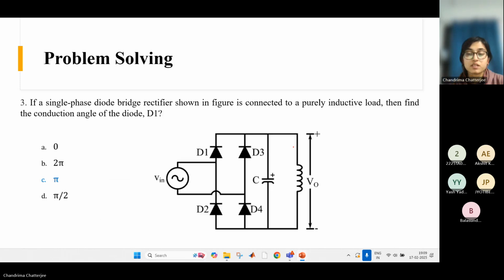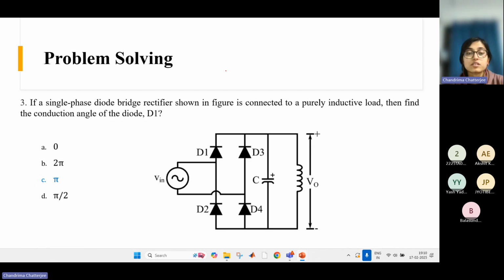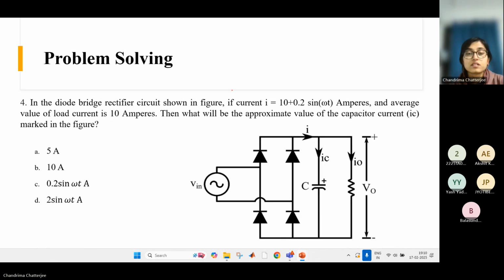Okay. So the third problem, sorry. So this is the third problem. Okay. So, yeah. So the next problem.